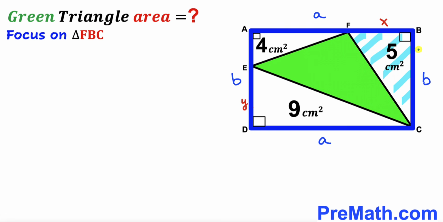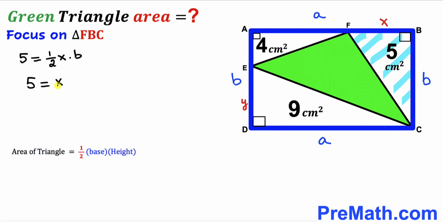Now let's focus on this right triangle FBC. Let's recall the area of a triangle formula. Area is always equal to a half times base times the height of the triangle. In our case, the base of this triangle is x, the height is lowercase b, and the area is 5. So we could write 5 equals a half times x times b, or 5 equals x times b divided by 2.